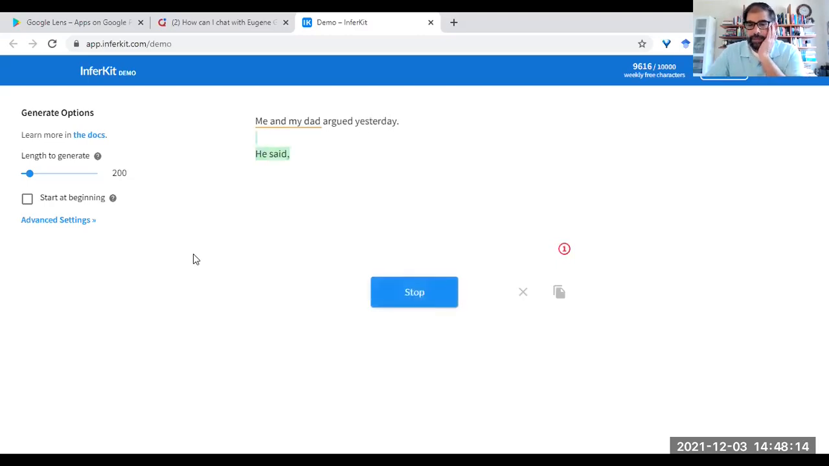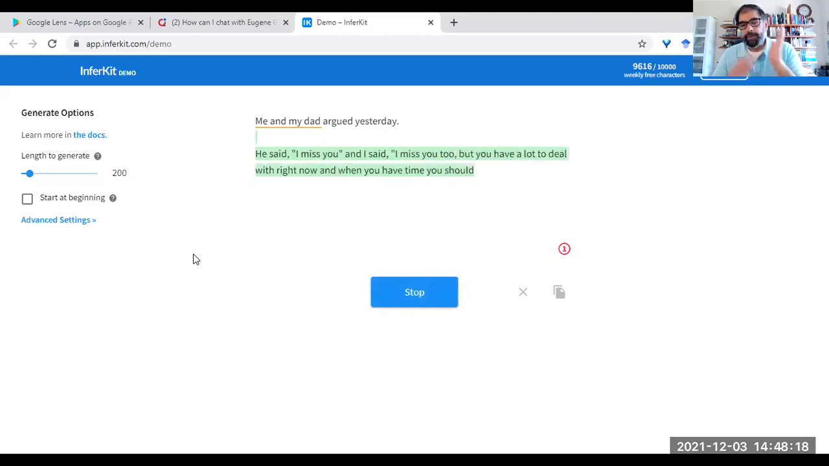So if we ask the computer, the computer is just making up a story based on the sentence that you have given it. So he said, "I miss you," and I said, "I miss you." Wow, sir, this is just wow. This is a demo of what AI is capable of today.